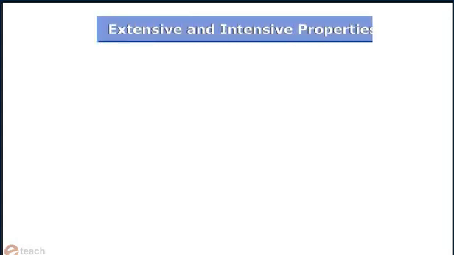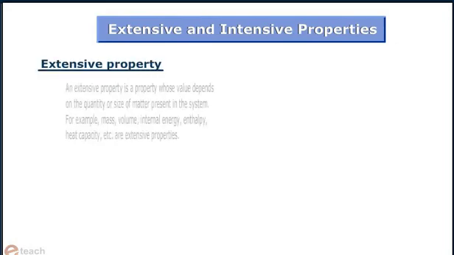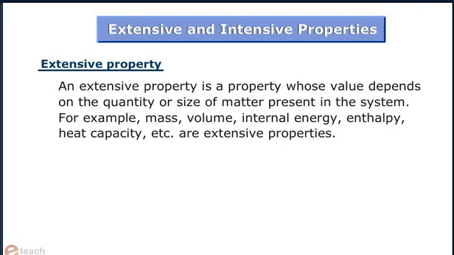Let us see what are extensive and intensive properties. Extensive property. An extensive property is a property whose value depends on the quantity or size of matter present in the system. For example, mass, volume, internal energy, enthalpy, heat capacity, etc.